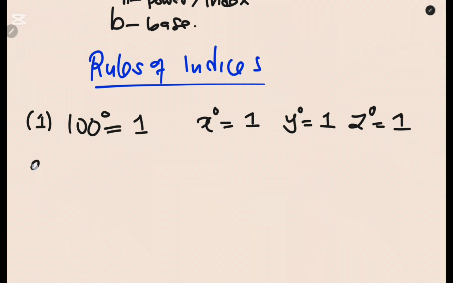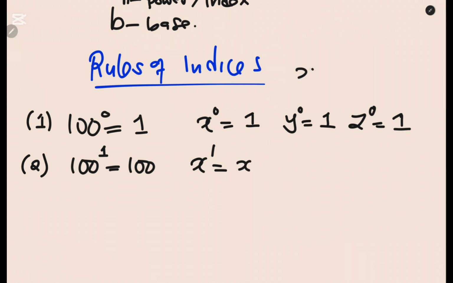Okay, let us have a look at the second one. We are going to look at anything raised to the power 1. Anything raised to the power 1 is itself. Any number raised to the power 1 is the number itself. Any variable raised to the power 1 is itself. Let us say 100 this time around raised to the power 1. The answer is 100 and not 1. Let us say x to the power 1 is equal to x.